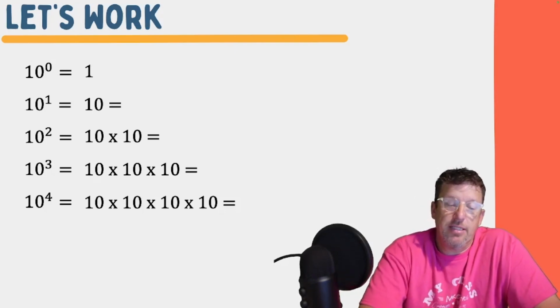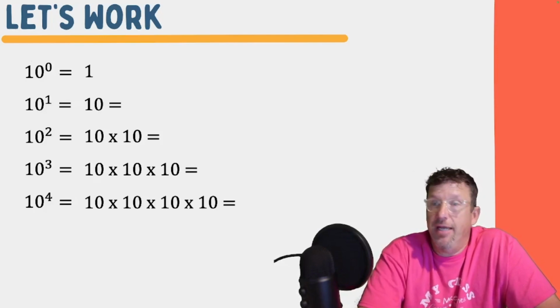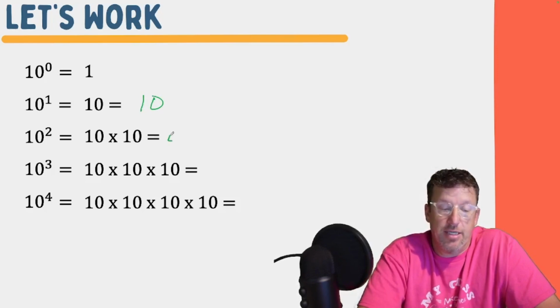If I solve all these, 1 is already done. 10 is equal to 10. What's 10 times 10? That's 100. What's 10 times 10 times 10? Well, 10 times 10 is 100 times another 10 is 1,000.